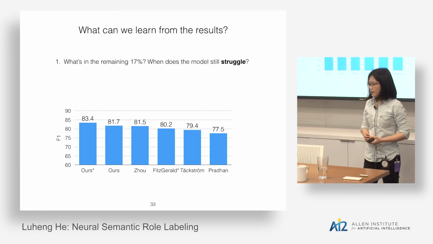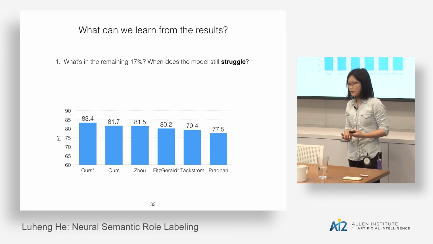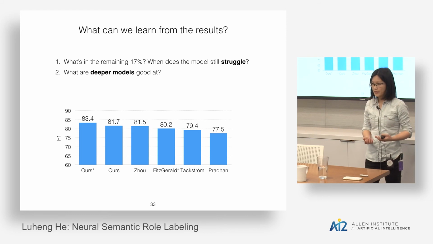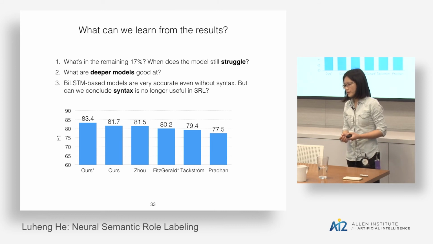Okay, so although we got the state-of-the-art result, we are not satisfied just presenting the number and calling it a day. We want to understand more from the results. So here are the questions we want to ask ourselves. First, what's in the remaining 17%? What's stopping the model from getting, say, 100% accuracy? And when does the model still struggle? The second question is, we know that the deeper models are effective, but what are they good at really? And the final question is, the BiLSTM-based models are very accurate even without syntax, but can we really conclude that syntax is no longer useful for SRL?